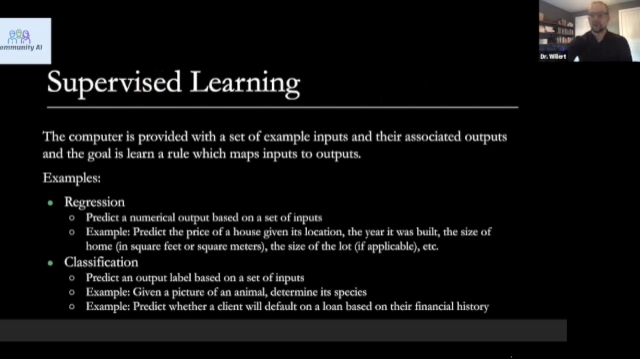So first is supervised learning, and this is probably what most people think about when they think about machine learning in general. The computer is provided with a set of examples and their associated outputs, and the goal is to learn a function or rule which maps inputs to outputs. One thing that you may be familiar with already, but not really associated with machine learning, is linear regression. Linear regression is actually going to be the topic of our second lecture, which takes place on Thursday. But the goal in regression problems is to predict a numerical output based on a set of inputs.